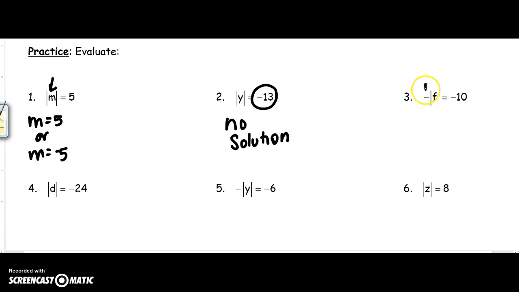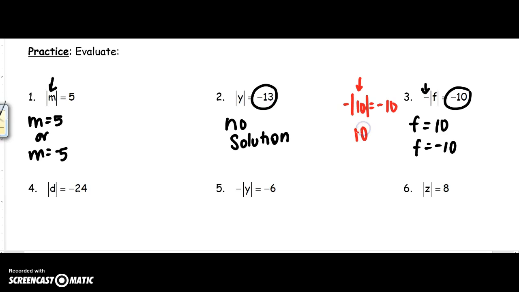But in example 3, see how you have the negative out front? This is when you have that negative answer. So you would have f equals 10 or f equals negative 10. Because if we were to check this, negative absolute value of 10 is going to give you negative 10. Think about what we did yesterday. We took the absolute value of 10, which gave us 10, but we also brought down that negative, so that works.